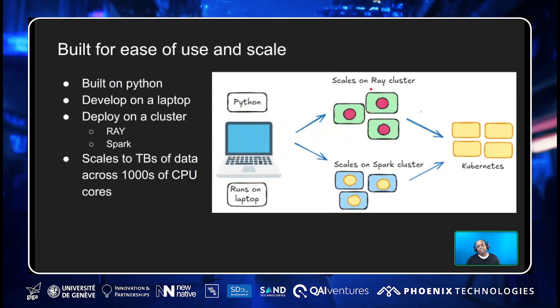Right now, the prep kit supports two clusters. One is Ray. Ray is a Python framework that lets you run Python code at scale as a cluster. The other is Spark. Spark is another distributed computing framework that will take your code and run it on multiple machines. So you can start on your laptop and then scale up if you want.